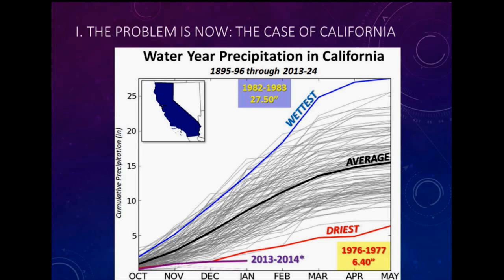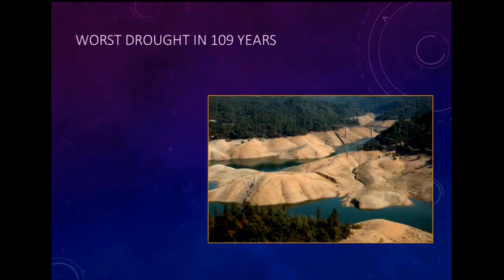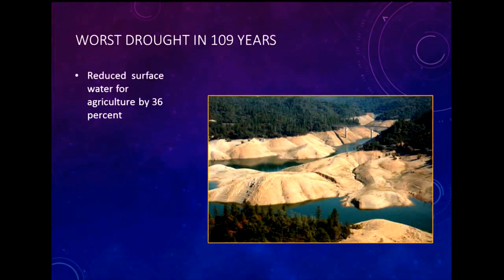But you can see on the very bottom, the purple line there, it says 2013, 2014, which should actually also now be extended to 2015. You can see that we're well below even the driest years, at about 2 or 3 inches per year. So we're way below the amount of water that we need in California to keep up the agricultural production in addition to city and industry needs. So it's the worst drought, they were saying last year, in 109 years. You keep hearing that number go up.